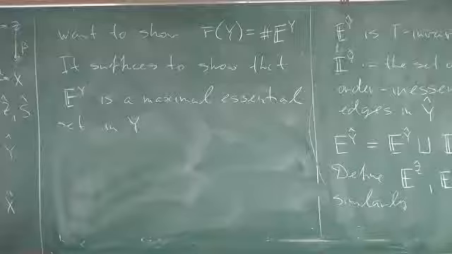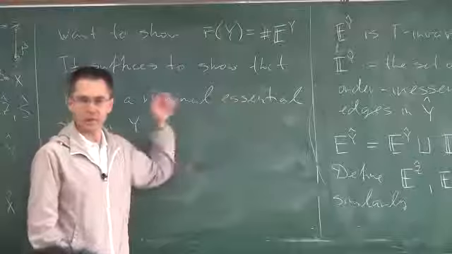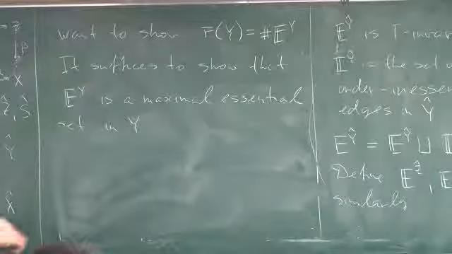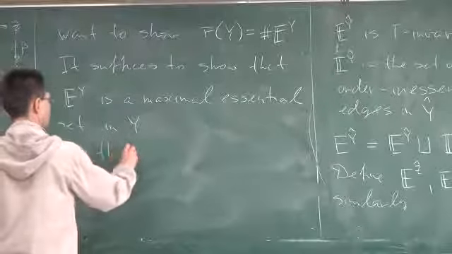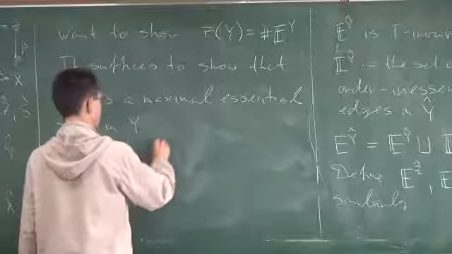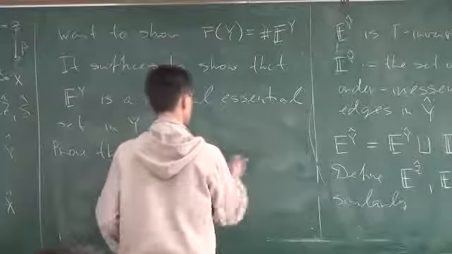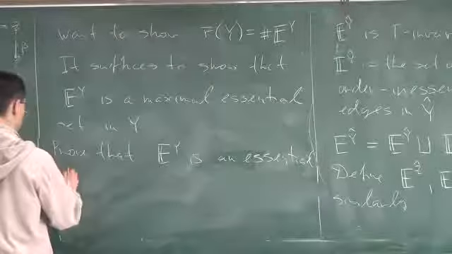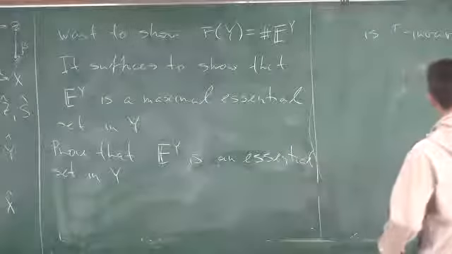How do you prove that it's maximal essential? So there are two conditions here. First you show that it's essential, and then you show that it's maximal. Why is this essential? So prove that this is an essential set in Y. So let's recall the definition. What does it mean for a set of edges to be essential?